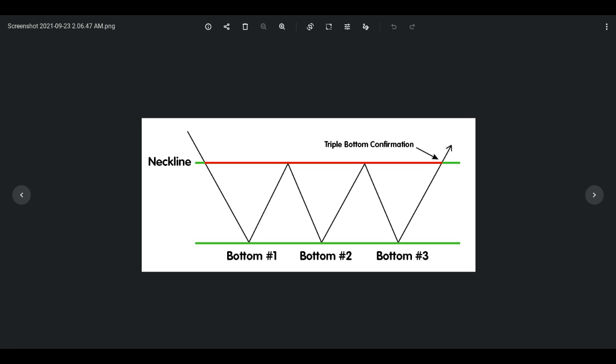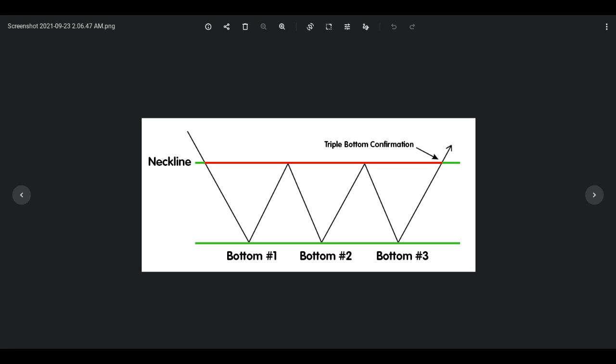The triple bottom's directional bias is bullish, pattern type reversal. This lets you know the price will soon be going in the other direction. Pattern description: this pattern occurs within the context of a longer downtrend. The pattern forms three equal lows.